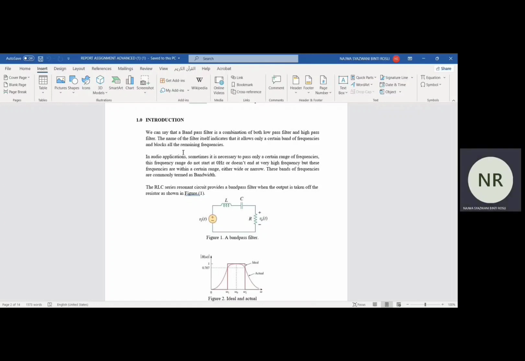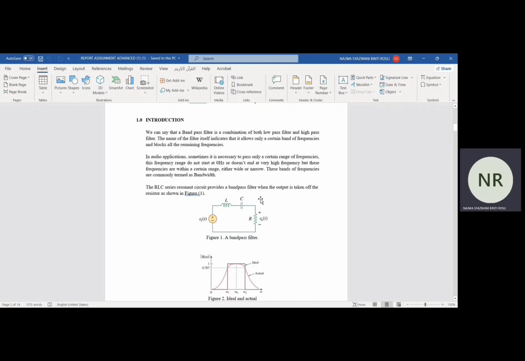This frequency range does not start at 0 Hz or end at a very high frequency, but these frequencies are within a certain range, either wide or narrow. This band of frequency is commonly termed as bandwidth. The RLC series resonance circuit provides a bandpass filter when the output is taken off the resistor, as shown in figure 1.